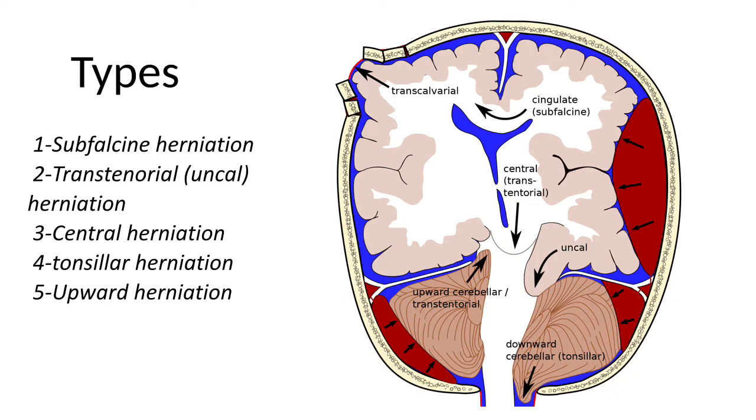The 5 types of brain herniations include: 1. Subfalcine herniation involves the cingulate gyrus, which is pushed against the falx cerebri. 2. Transtentorial uncal herniation involves the medial temporal lobe, which is often squeezed by a mass under and across the tentorium. 3. Central herniation involves herniation of both temporal lobes through the tentorial notch. 4. Tonsillar herniation is caused by an infratentorial mass forcing the cerebellar tonsils through the foramen magnum. 5. Upward herniation occurs when an infratentorial mass compresses the brainstem.